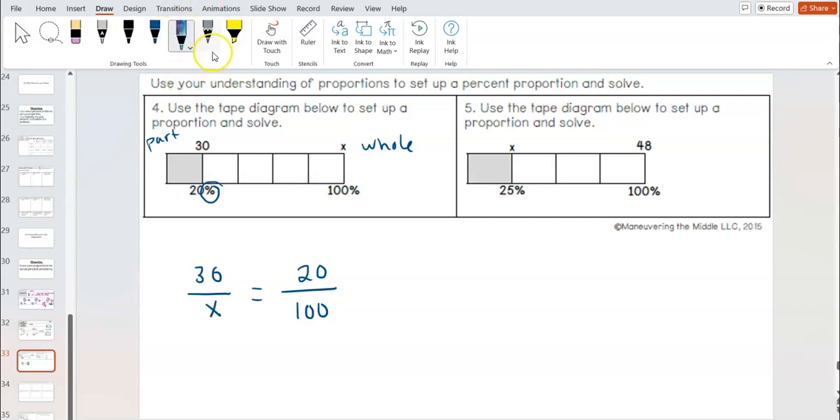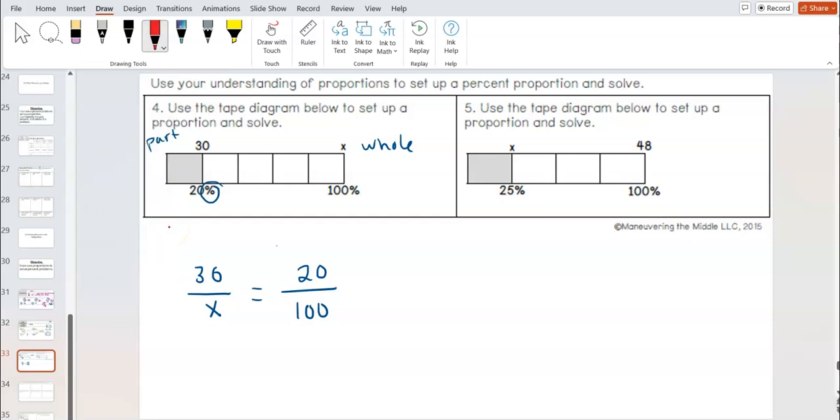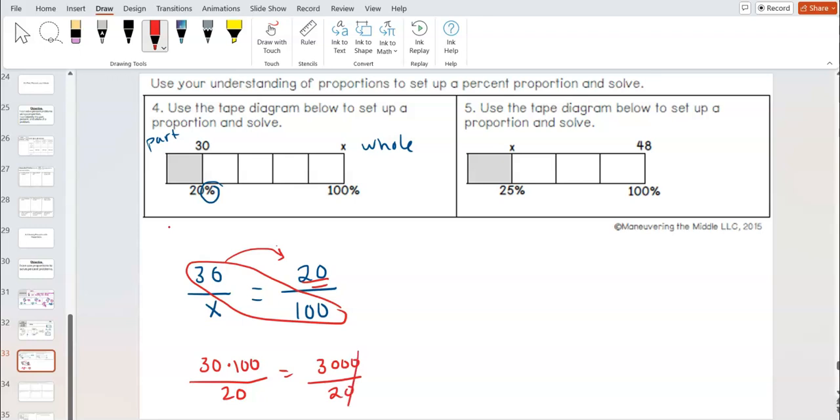In order to solve this with the method that we have, because 30 cannot go into 20 evenly, and 20 can't go into 30 evenly, we're going to do the cross multiply and divide. So we're going to cross multiply 30 times 100 and then divide by that leftover number of 20. So I'm going to end up getting 3,000 divided by 20. That's the same as 300 divided by 2, which is 150. So our answer here, the whole, is 150.